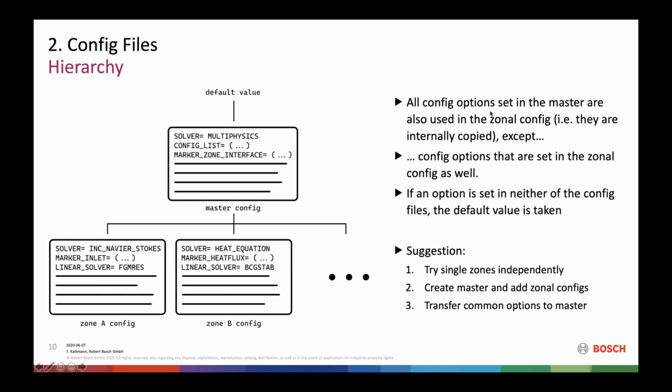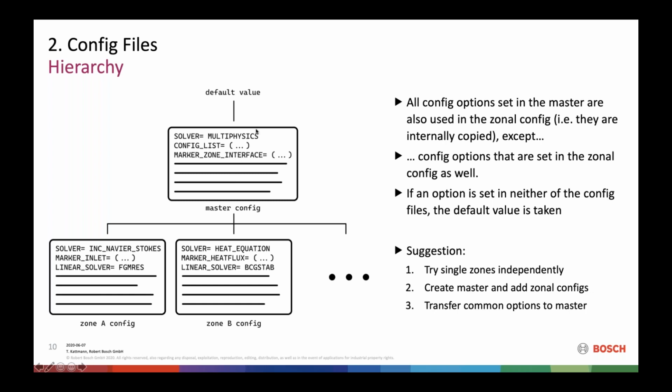Okay, and let's start with the master. All options that you set in the master are also used for the zonal configs. So internally, they are copied to that config instance. But if that option is also written in the zonal config file, the zonal config overrides that option. So the zonal config kind of has the last word. If an option is neither set in the zonal config and the master config, the default value is used. So that is kind of the hierarchy of config options.